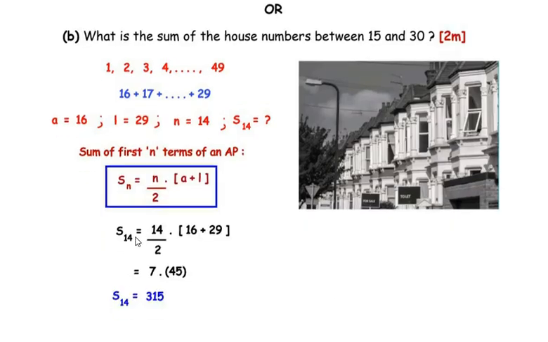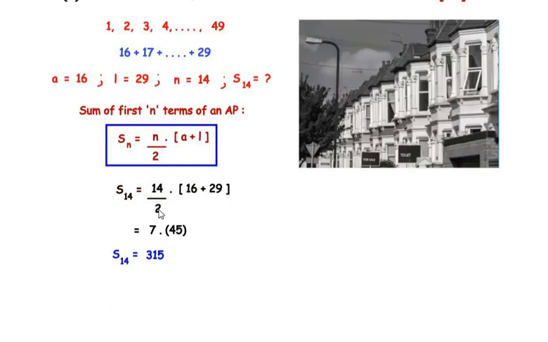So here we get S14 is equal to 14 over 2 times (16 plus 29). Now here 2 divides 14, that is 2 1 times is 2 and 2 7 times is 14. So simplifying this we get 7 times (16 plus 29), which is 7 times 45. So 7 times 45 is going to give us the sum of the 14 house numbers as 315. So this is going to be our answer.